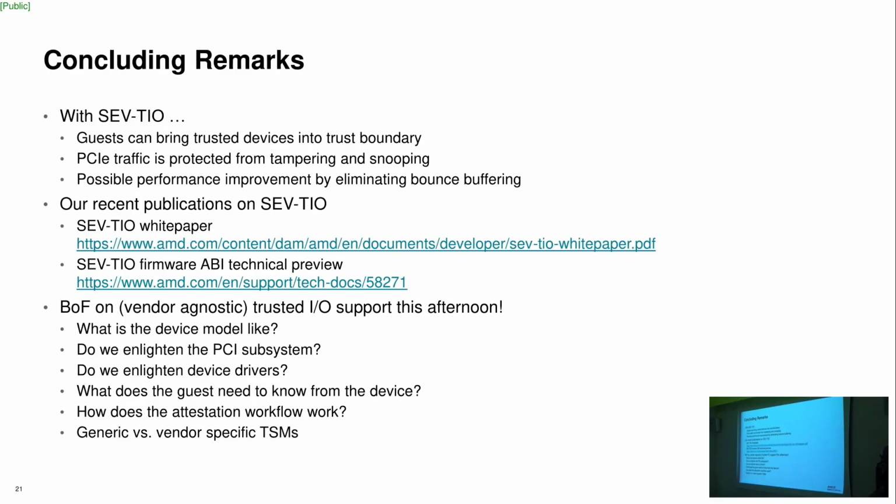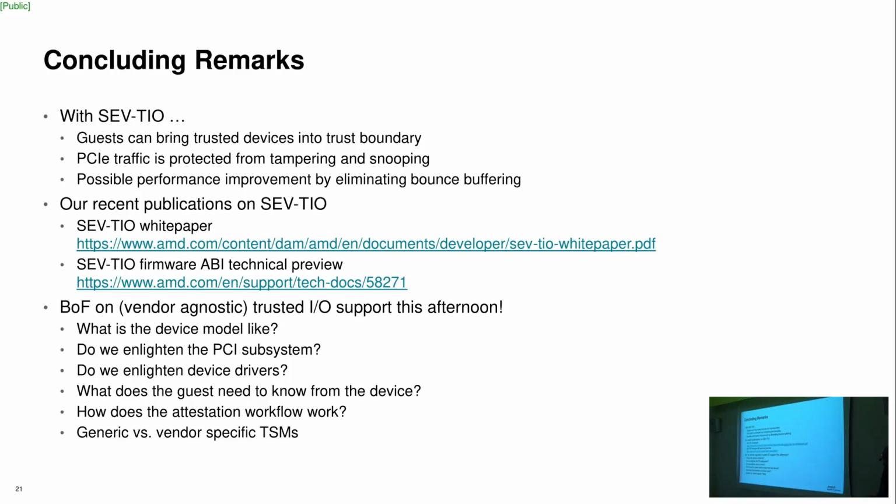So SEV-TIO, in conclusion, is intended to bring the devices into the trust boundary of guests. It also prevents traffic snooping and tampering using the IDE stream, and it can produce possible performance improvements by removing the bounce buffering requirement for DMA access. If you want to learn more, we have information in our white paper, and then there's also a technical preview of our ABI where you can find the specification for each of these commands.